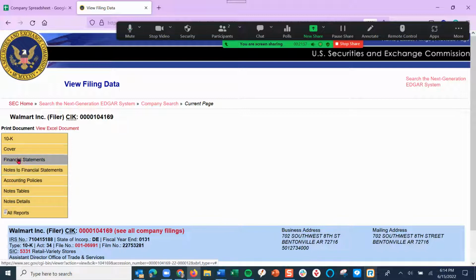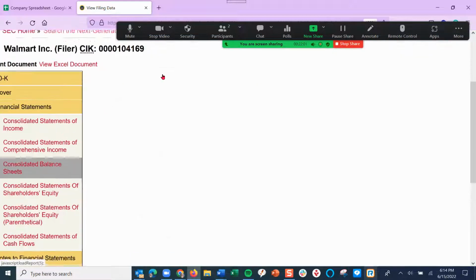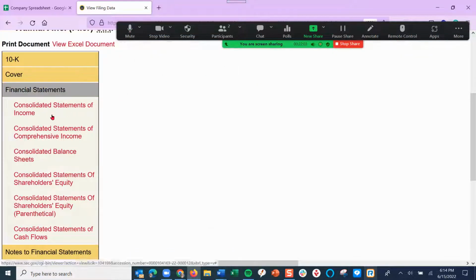I'm going to jump to financial statements here. And when I look at financial statements, I see a number of statements. I have a statement of income, comprehensive income, a balance sheet, shareholders' equity, parenthetical shareholders' equity, and cash flow. I will tell you, you will almost never be using the comprehensive income. Sometimes I say statement of operations and statement of comprehensive income, and you say, wait a minute, operations and income. There's a bunch of names for the same thing. It gets kind of confusing.